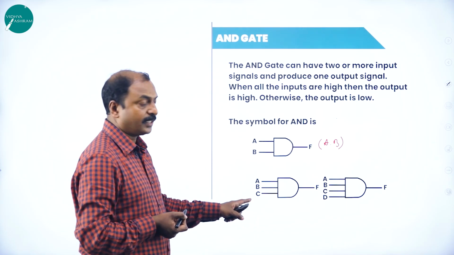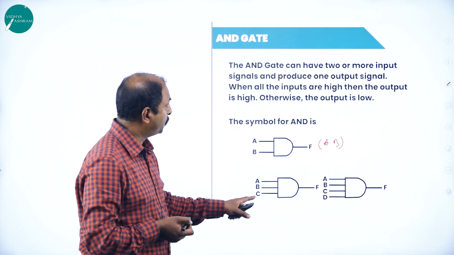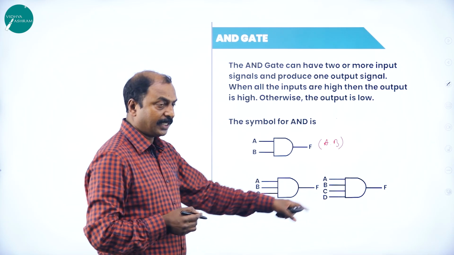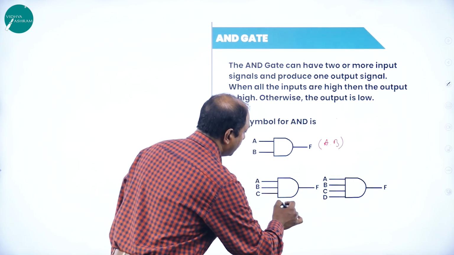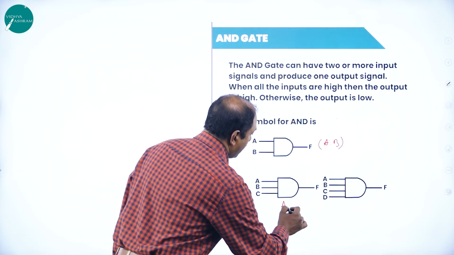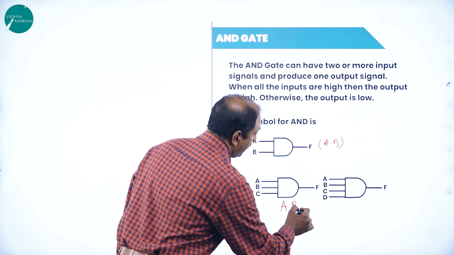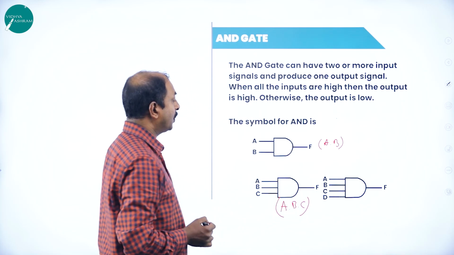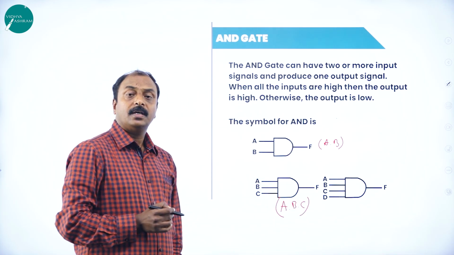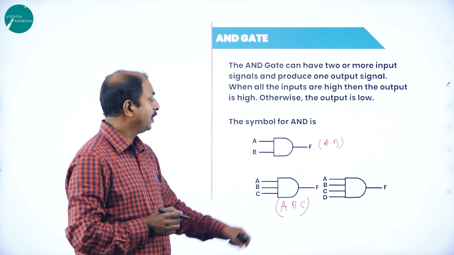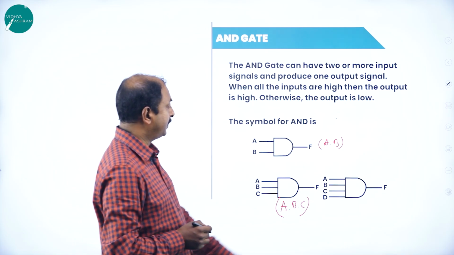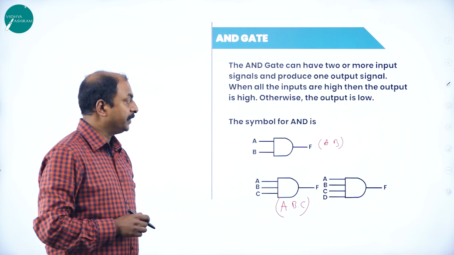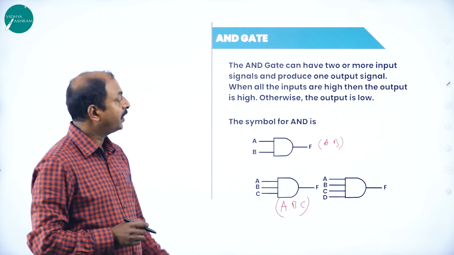Similarly, this is a logic circuit for a 3 input AND gate. There are 3 inputs here. The output is F. We represent the output as A dot B dot C. This is the output of this 3 input AND gate. Similarly, this is a 4 input AND gate. These are the symbols or logic circuits for AND gate.